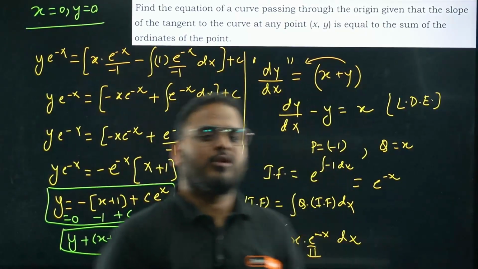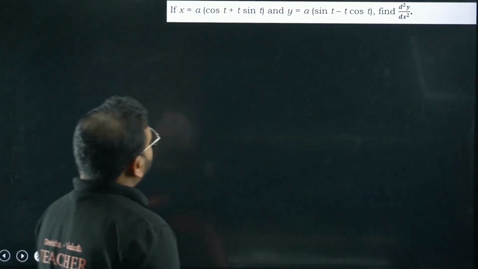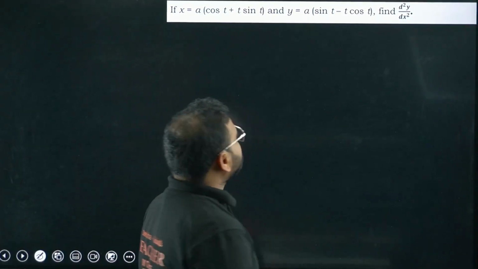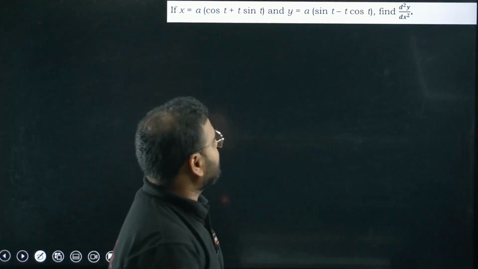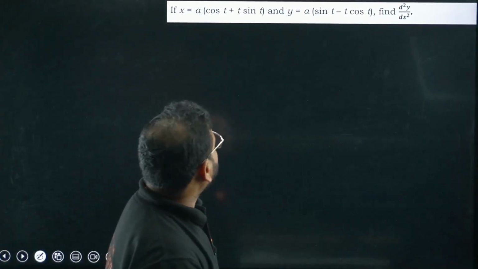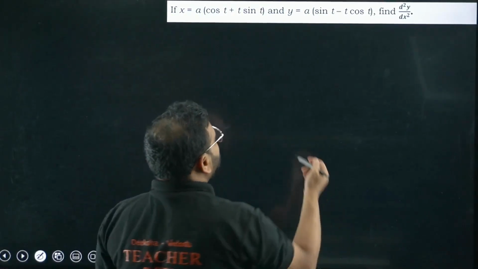5 mark, of course. Let's see. If x equals a cos t plus t sin t and y equals a sin t minus t cos t, find second derivative with respect to x, okay, for y. Chaliye. How do you find that? The parametric form is there, so we're gonna do what?